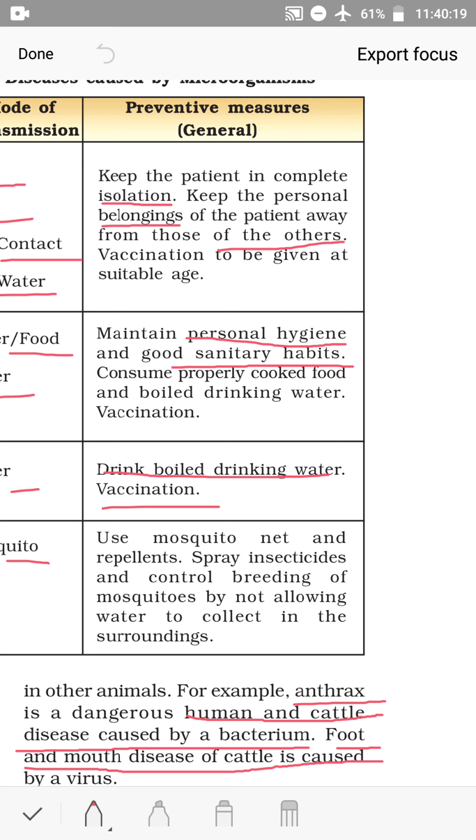So today we have discussed control measures of mosquito-borne diseases and some common human diseases, their causative microorganism, mode of transmission and general preventive measures.